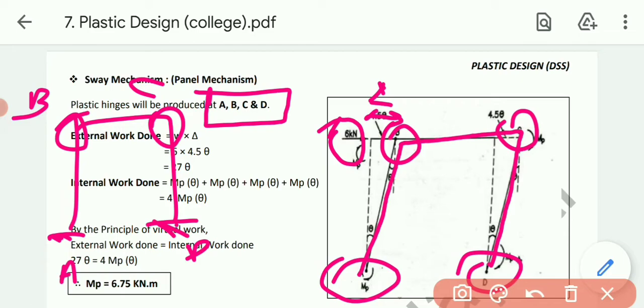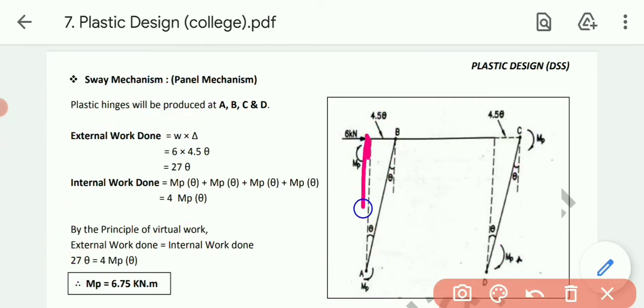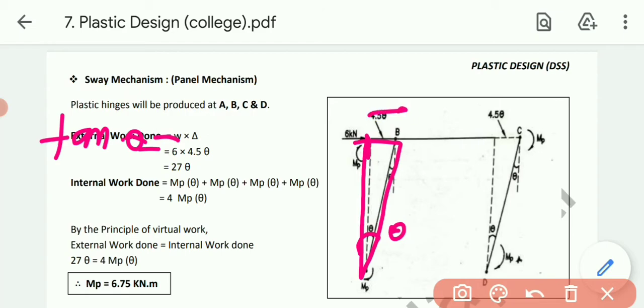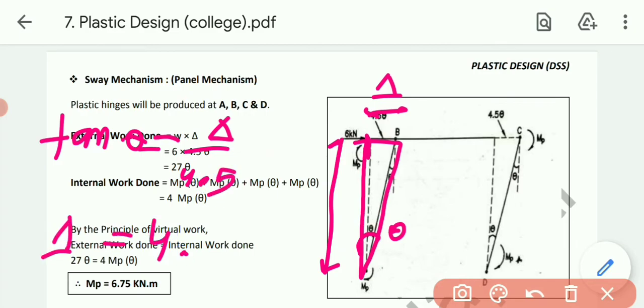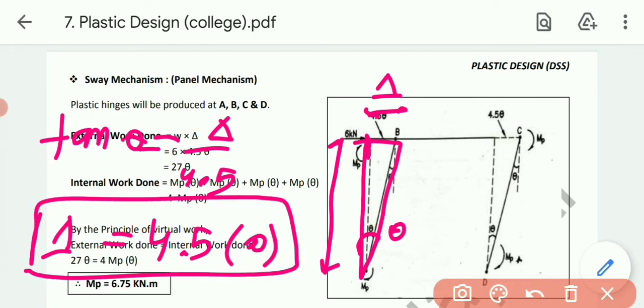Now talking about the deflection, we need to consider this theta, this triangle. This one is our theta, so tan theta equals deflection divided by this span, which is 4.5 meter. So ultimately delta equals 4.5 into tan theta, and since theta is very small, delta equals 4.5 into theta. Clear? So I got this answer.